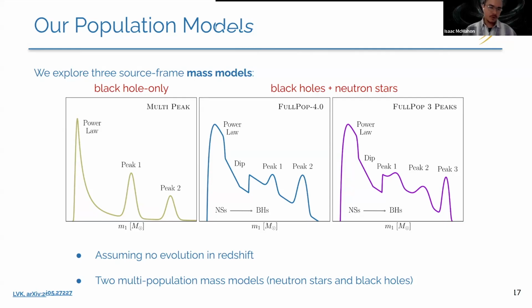So one important thing to note also is that we have 2 multi-population mass models, which include both neutron stars and black holes. So we're combining the entire distribution of masses that we measure with our detectors.